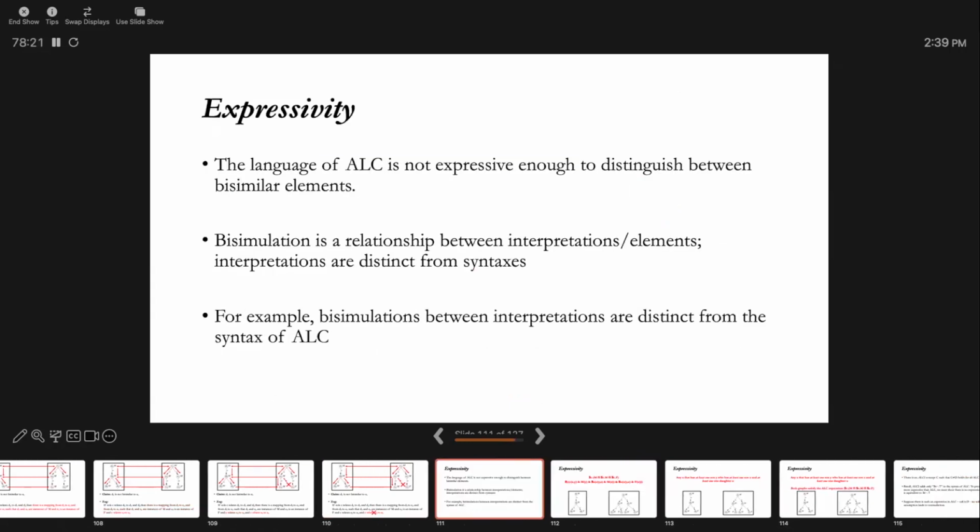Jordan. So look, the language of ALC, as I've claimed, is not expressive enough to distinguish between bisimilar elements of a certain sort. So bisimulation is a relationship between the interpretations and elements, and interpretations are distinct from syntaxes. So we can say certain things, and sometimes we capture the same interpretations, and sometimes we don't. Sometimes our language is expressive enough to capture interpretations, and sometimes it's not.